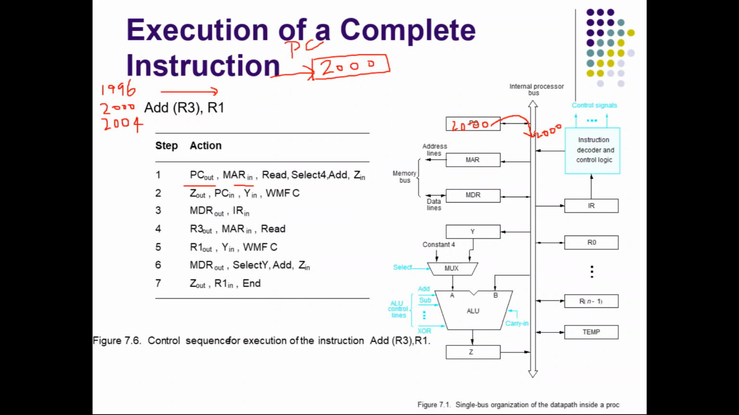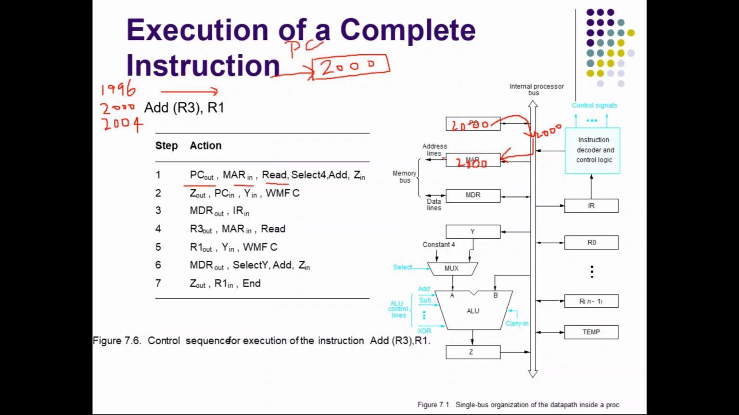And then what instruction are we giving? MAR in. So where is MAR? This is MAR in. Whatever is in the internal bus will be transferred to MAR. What is in the internal bus? 2000. So this 2000 will go into MAR. In represents input to MAR, the memory address register. Then we are saying read.